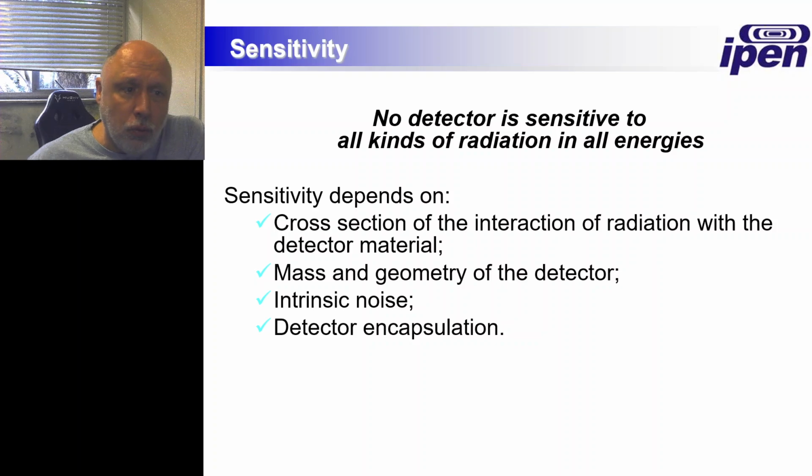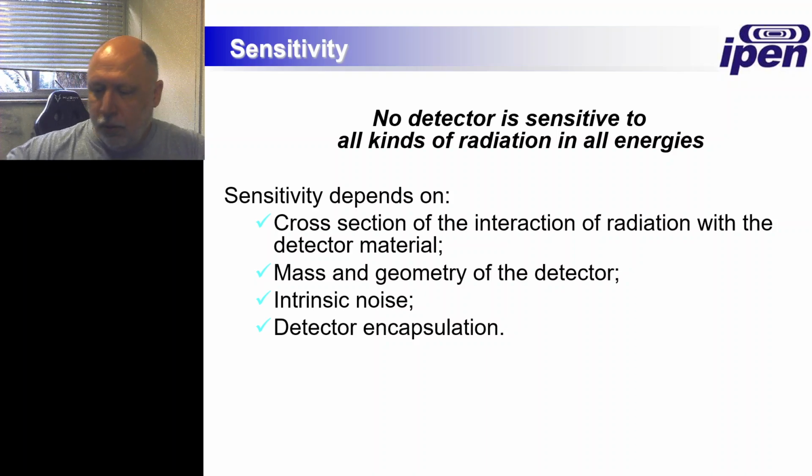Maybe we won't be able to register what we want. It depends on the mass and geometry of the detector, right? A large detector will detect more radiation. If you think of a detector here and you put a source here, you already lost half of your events, right? Because it's being emitted in all directions and only half of these directions take you into the detector, right?